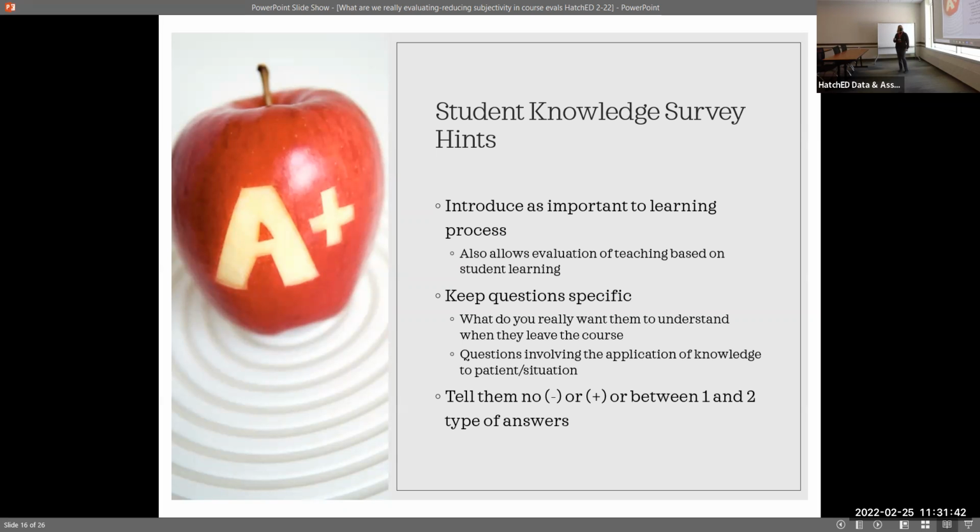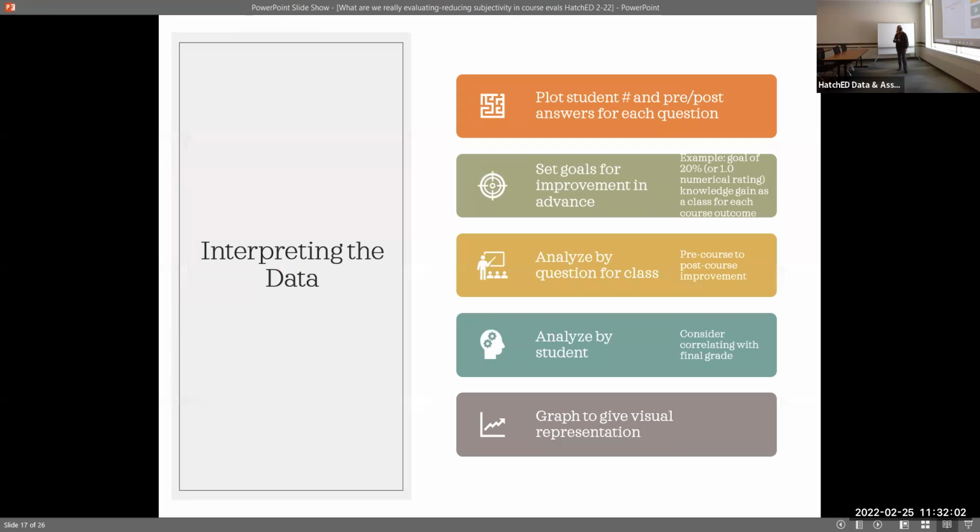I also tell them no pluses or minuses. They have to pick a number. And that was because, as I mentioned, I was getting students who were writing minus and plus next to answers, and I didn't know how to interpret that. So those are some hints that I have found are helpful as I implemented the knowledge survey.